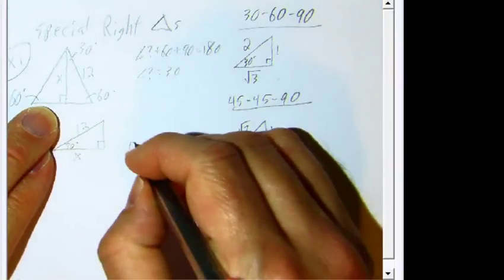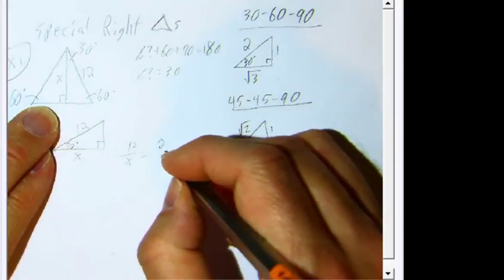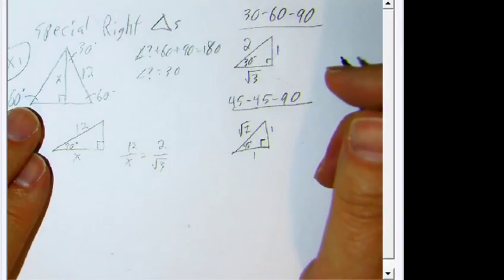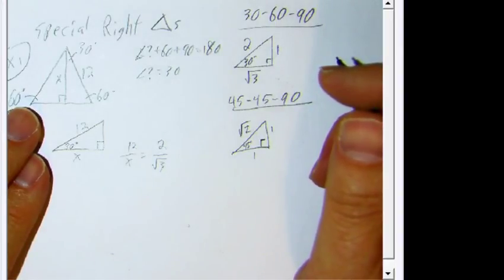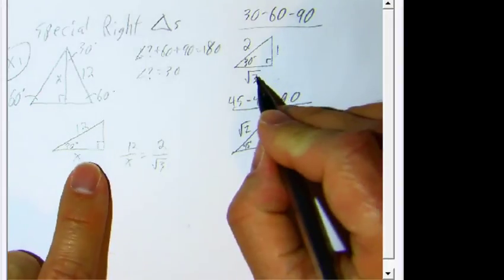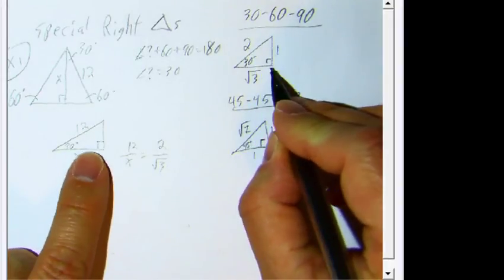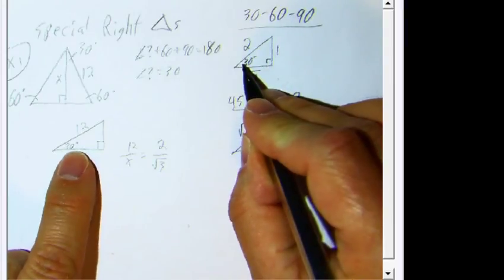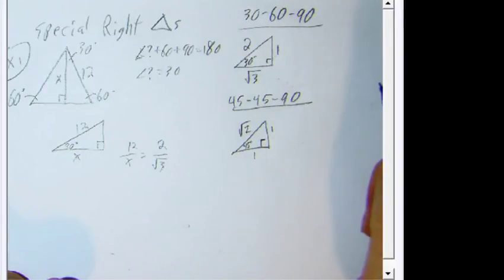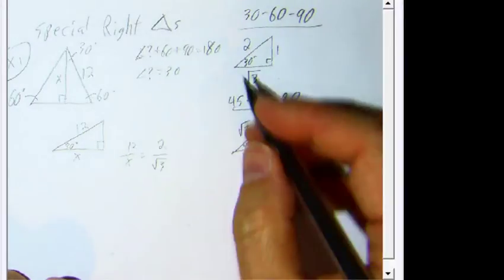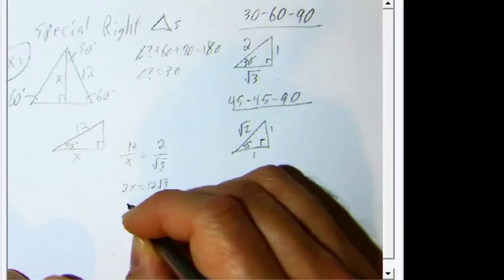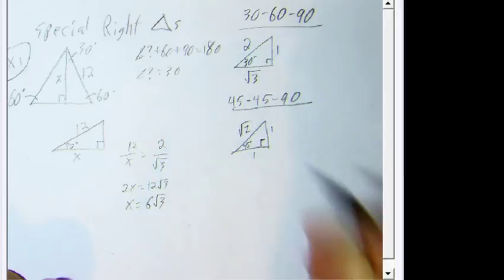So we write a proportion, 12 over x equals 2 over square root of 3. This is just like the proportions we wrote doing similar triangles. These two triangles are similar because of angle similarity. We recognize they both have a 30, they both have a 90, so they're similar. Therefore, I can write a ratio of corresponding sides. Once you've got it, then you cross multiply. 2x equals 12 square root of 3, x equals 6 square root of 3, and we're done.